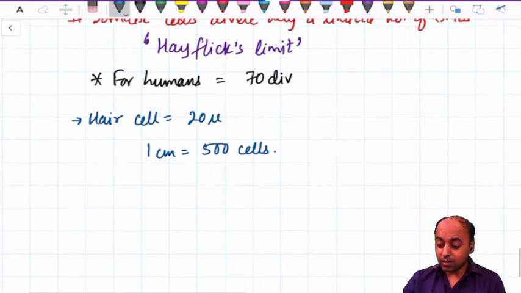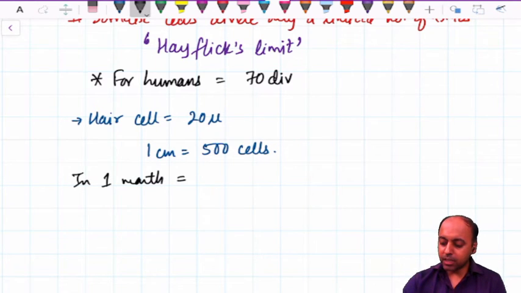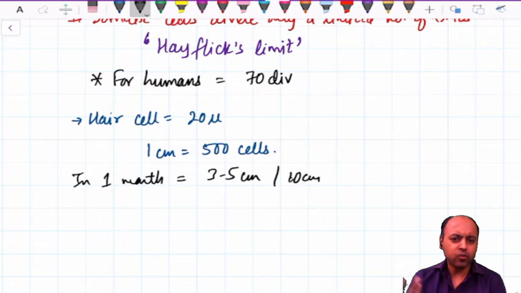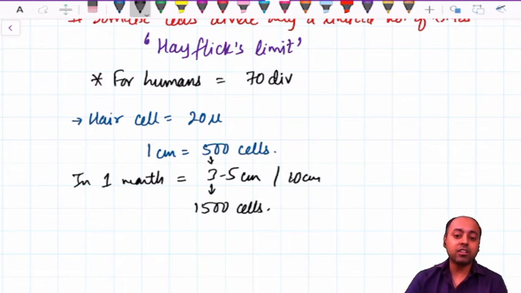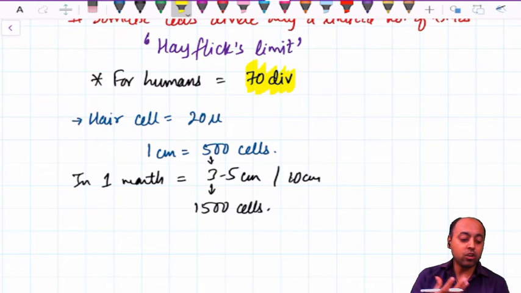And in one month, typically we get 3 to 5 centimeter, sometimes even 10 centimeter of hair growth. 3 to 4 inches the hair will grow. Maybe let's say only 5 centimeter. Even if it is 3 centimeter, it will mean 1500 cells stacked one after the other. And here we are saying how many? 70 divisions. So we can see the Hayflick's limit is not true for all the cells.